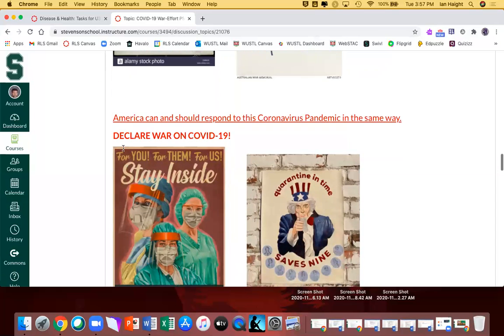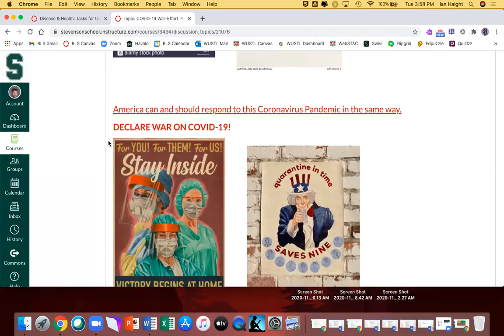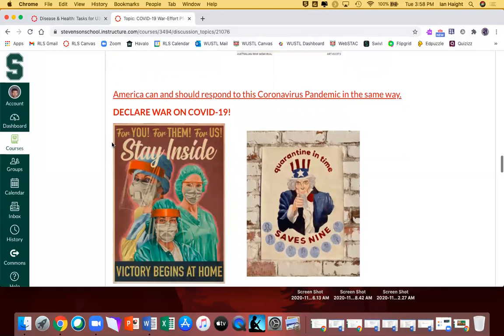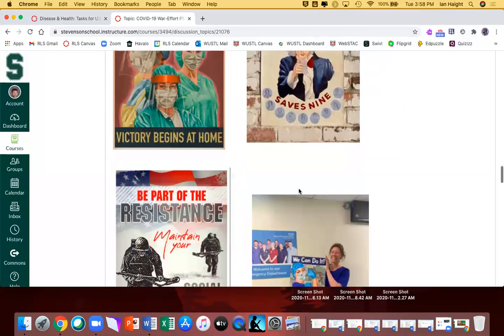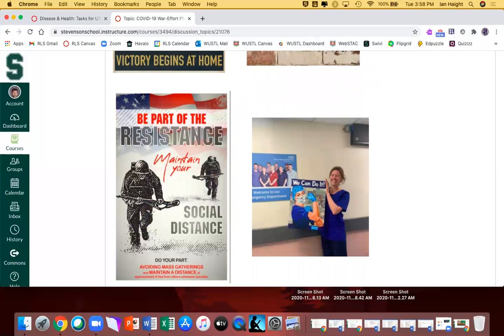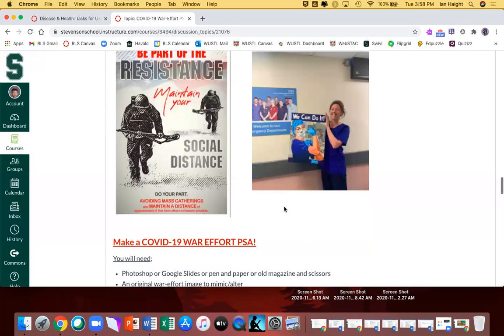And so an idea that came to me was that America can and should respond to coronavirus this way. We need to declare war on COVID-19. And I found a couple of posters that were direct mimics of this media from World War II, right? And I like this: for you, for them, for us. The quarantine in time saves nine. Be part of the resistance. I love this, that they're supposedly six feet apart, social distancing. This is a cool version of the "We Can Do It" poster, which a lot of you are familiar with.